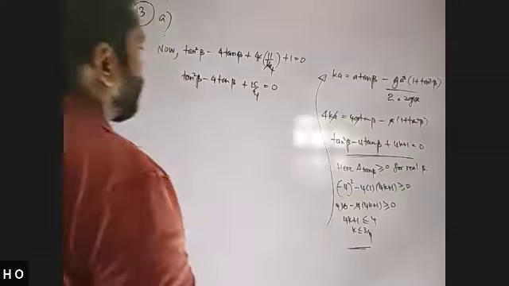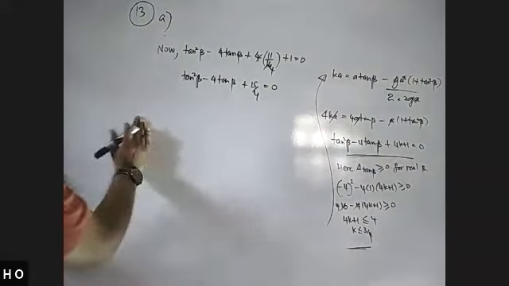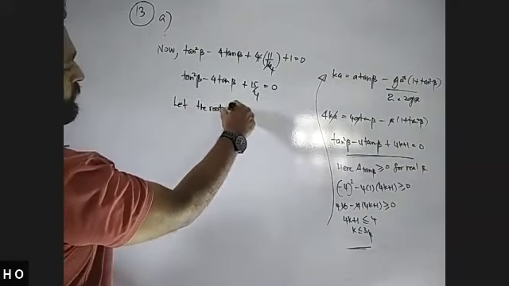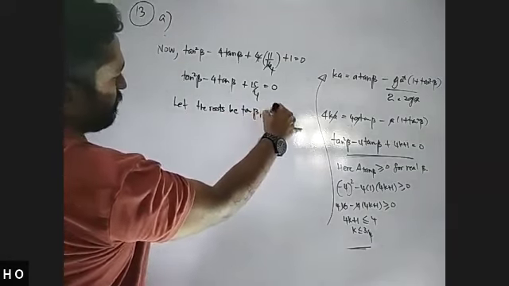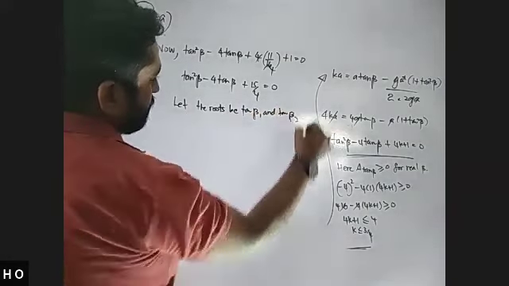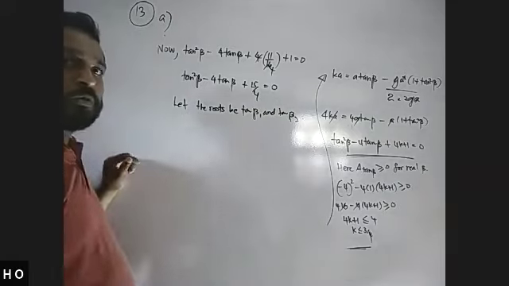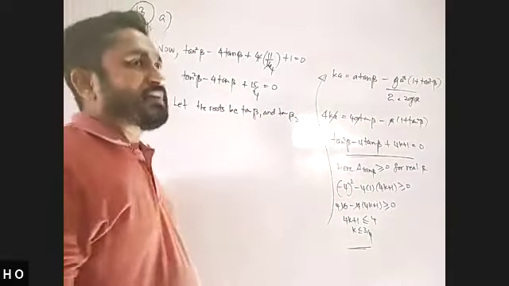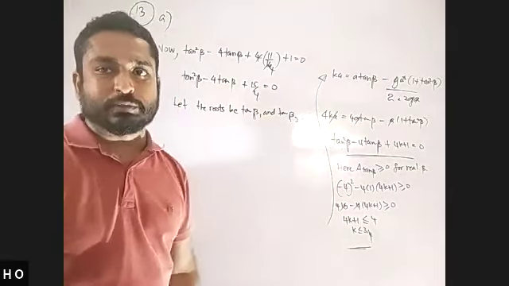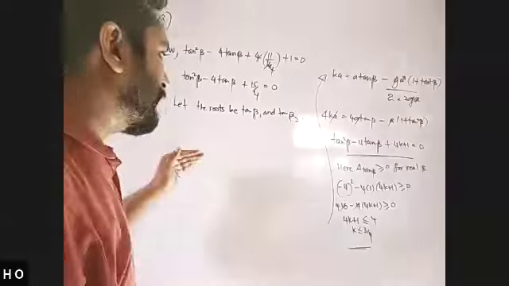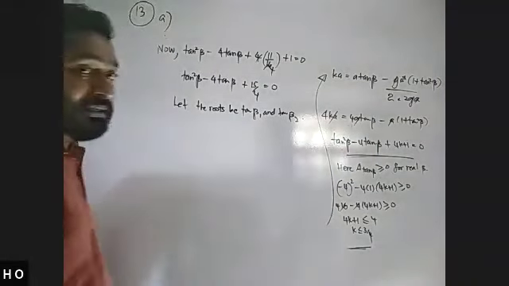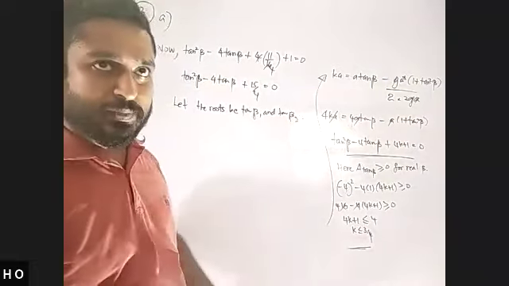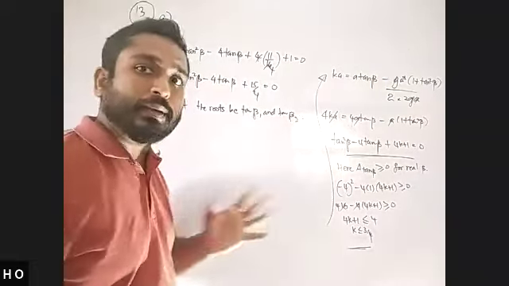So let me introduce the two betas. Let the roots be tan beta 1 and tan beta 2. Now it is pure maths. Since they have recommended two directions, we have two angles. That is why I have named them beta 1 and beta 2, in particular for the quadratic in tan beta, tan beta 1 and tan beta 2.